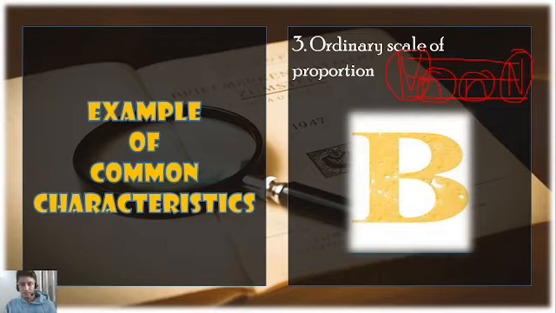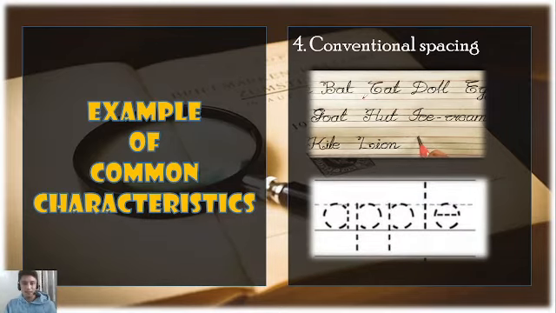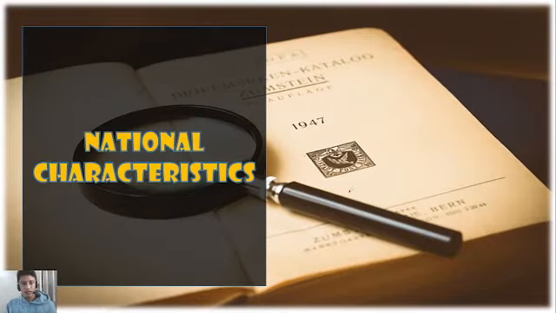And we have here conventional spacing. So we have standard spacing also in writing, same as in the elementary days. Meron dapat equal spaces, or dapat na space between the words, in between letters na sinusunod. So conventional spacing. And that is for common characteristics. So those are the examples that we could give.